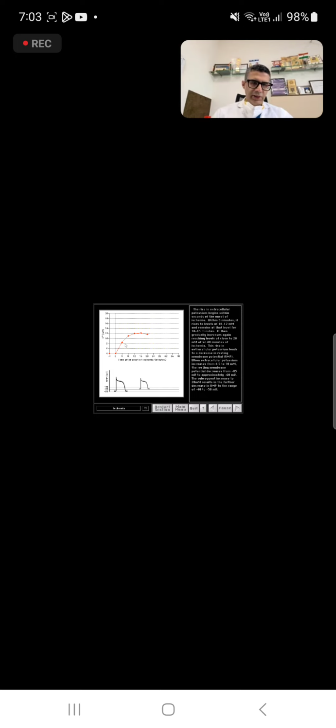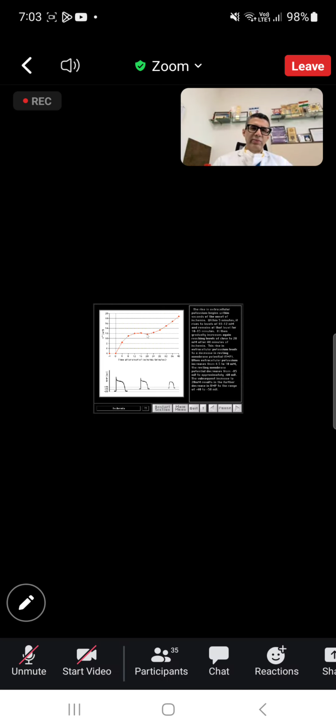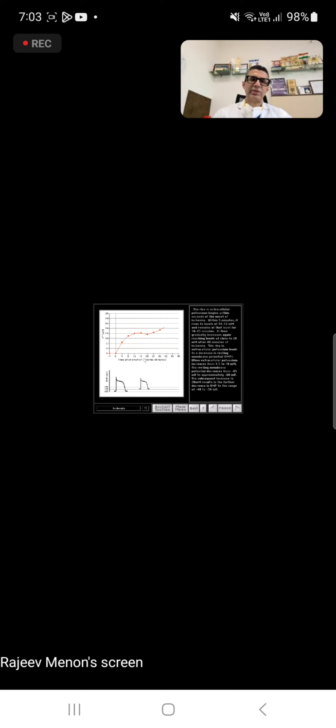So what does it mean? So here, you can see the rise in potassium. Initially, there is a rise. Then for a few minutes, it remains static. And again, there is a rise in potassium once ischemia starts.